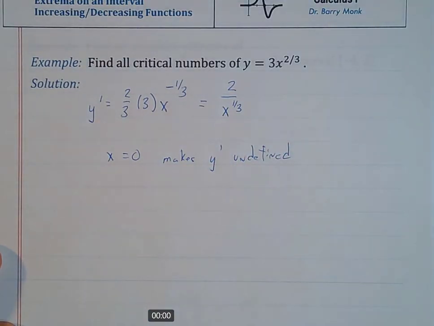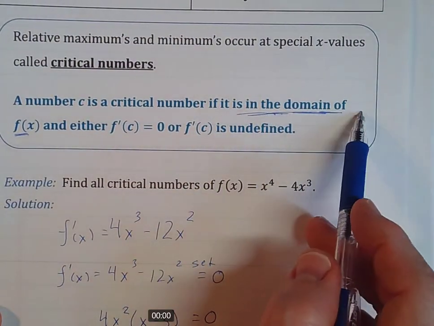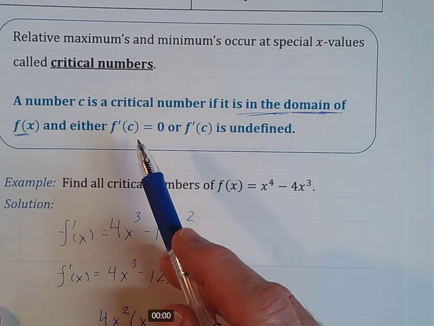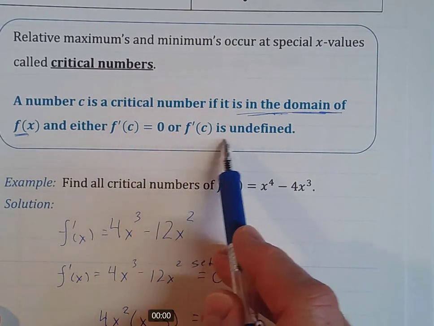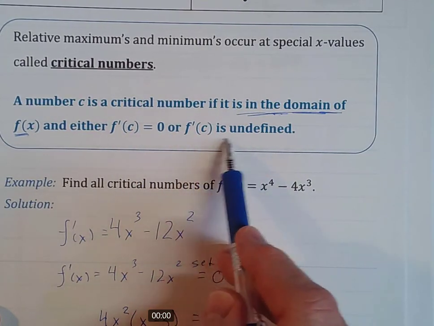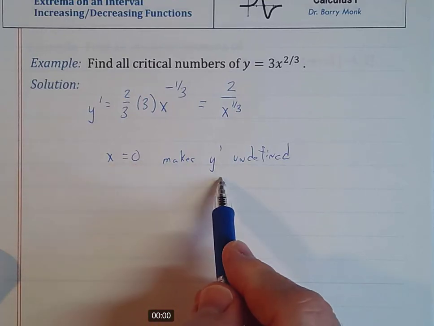And remember what we're looking for. Remember that critical numbers are numbers that are in the domain of the original function, and it's either where the derivative equals 0 or where the derivative is undefined. So we just found a number here that makes the derivative undefined for this problem. Okay, so x equals 0 makes this undefined.